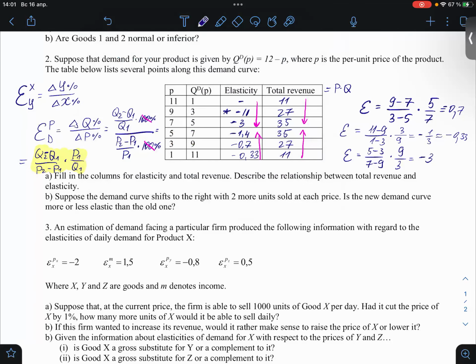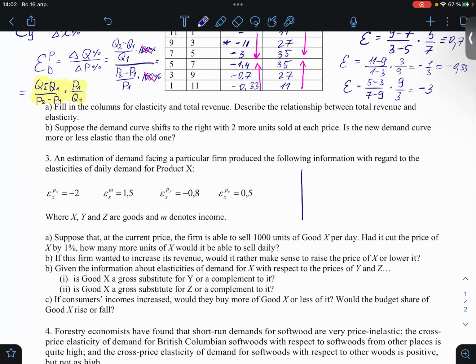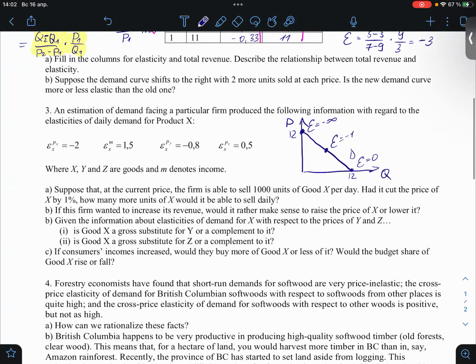So we can draw it like this. Here price, here quantity, our demand 12 minus price. So this is demand, here 12, here 12. In this point, elasticity equals minus infinity. In the center, elasticity equals -1, as you know from the lecture. And here, elasticity equals 0.